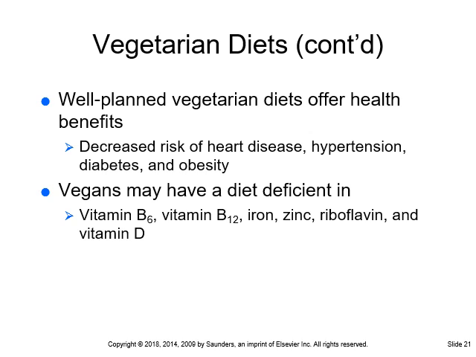A well-planned vegetarian diet offers health benefits. It decreases risk of heart disease, hypertension, diabetes, and obesity. Vegans may have a diet deficient in the following nutrients: vitamin B6, B12, iron, zinc, riboflavin, and vitamin D.